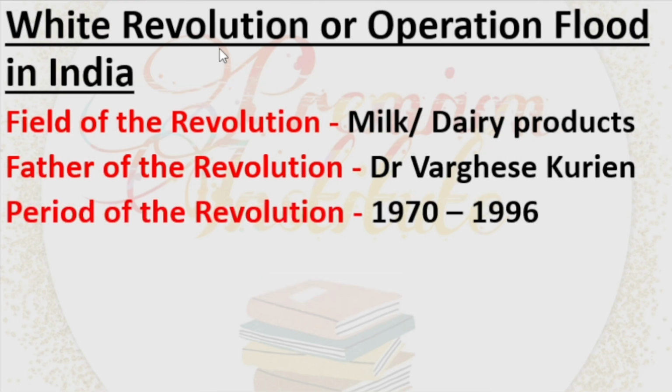White Revolution or Operation Flood in India. Field of the revolution: milk or dairy products. Father of the revolution: Dr. Varghese Kurien. Period of the revolution: 1970 to 1996.